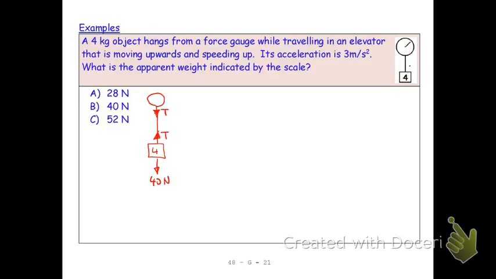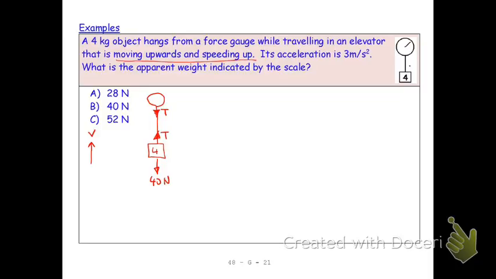And then it says it's traveling in an elevator while moving upwards and speeding up. See, there's the significant language: moving upwards and speeding up. Moving upwards means I'm going in that direction. There's my v. Which direction does my acceleration point if I am moving upwards and speeding up?